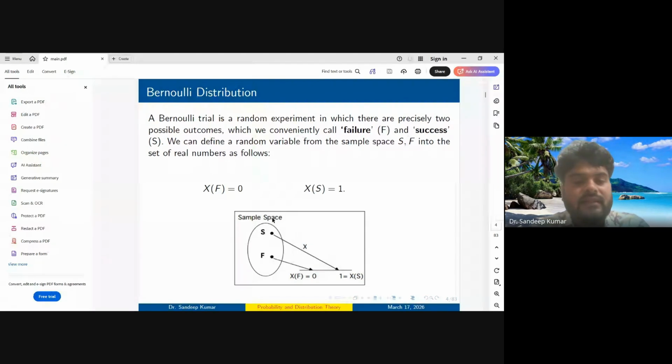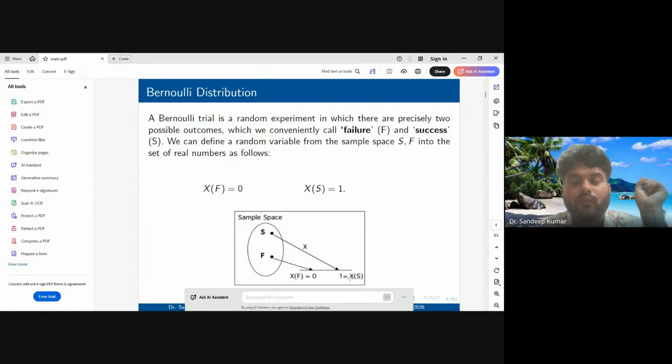So here, X is a random variable, where X of F, failure, is equal to 0, and X of S, success, is equal to 1. So you can see in the box, our sample space is S and F, and X of S is equal to 1 and X of F is equal to 0. That is, the random variable of failure equals 0 and the random variable of success equals 1.